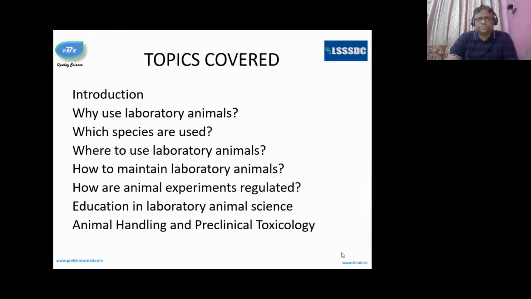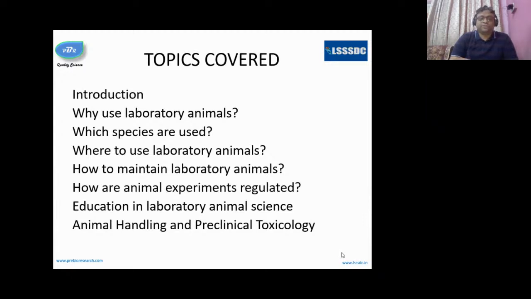Which are the common species used for drug discovery and development, especially in preclinical in vivo testing, and how are these laboratory animals maintained? Laboratory animals come in different species. What are the environmental conditions and other management aspects if you want to maintain a laboratory animal facility at your place? And in education also, it has real importance.